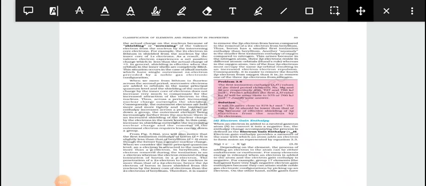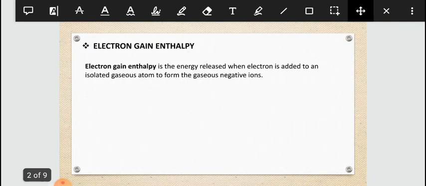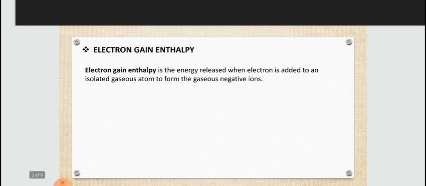In this part of the video, I am going to continue this chapter, periodic table. We were reading about the variation of the properties in the periodic table. So let's see another property, that is electron gain enthalpy. So what is electron gain enthalpy? It is the energy released when an electron is added to an atom.